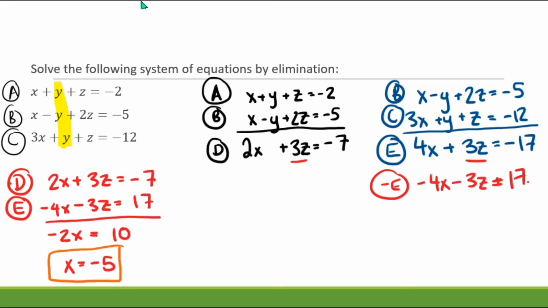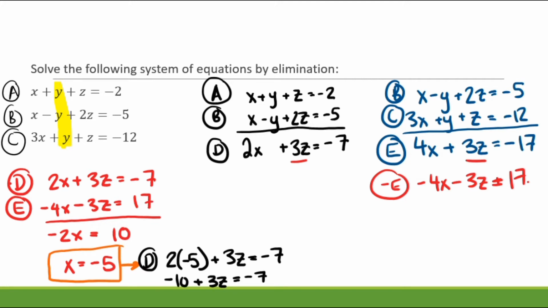I'm going to take that -5 and go back a level. So I'm going to insert it into either equation D or E to find z. I don't go all the way back to A, B, or C because there's still y and z missing there. I have to go backwards, follow my footsteps backwards, let's say. Okay, so I'm going to go back to black here. So I'm going to use equation D. 2 times the -5 I just found for x plus 3z equals -7. Okay, so -10 plus 3z equals -7, which means 3z equals 3 and z equals 1.